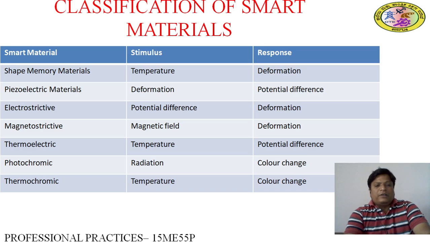Photochromic means the stimulus is radiation. Photo means light-emitted radiation, and the response is a color change. Similarly, thermochromic: here also the stimulus is temperature, and the response is a color change.